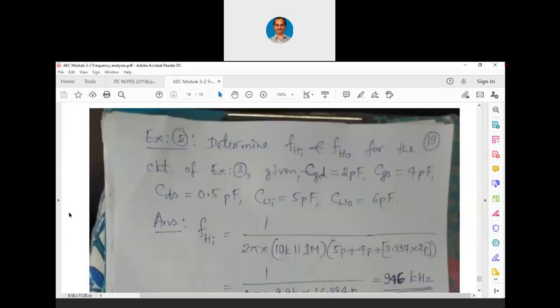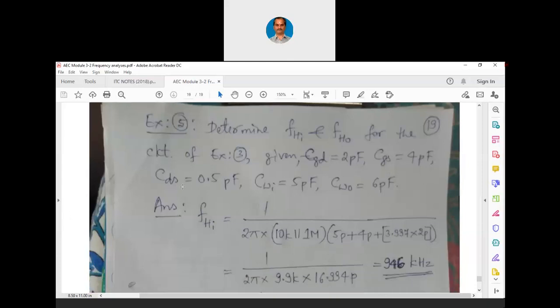So here we have all these values given: CGD 2 pF, CGS 4 pF, CDS is 0.5 pF, and wiring capacitances are given. Now let us substitute the values. FH equals 1 by 2 pi into 10k in parallel with 1 meg, that is R sig in parallel with RG. Then adding all those capacitances, 5 pico plus 4 pico plus (1 minus AV) is 3.997.